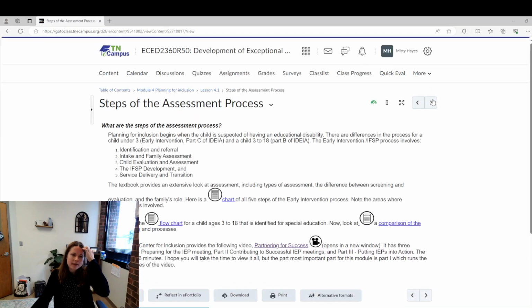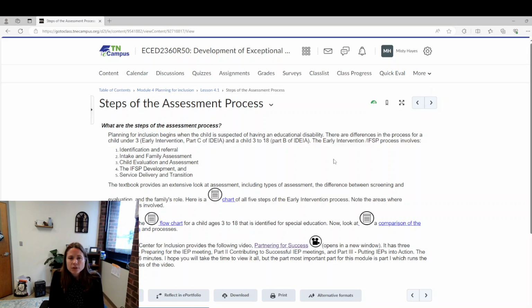And the next one is really looking at the steps of the evaluation process. What are the steps when I try to assess a child to see if they are eligible to receive either IFSP or IEP? So this is talking about the differences between Part B and Part C under IDEA, okay? IDEIA. And what that means is we're looking specifically at the process of testing, right? Before that child can actually receive services.